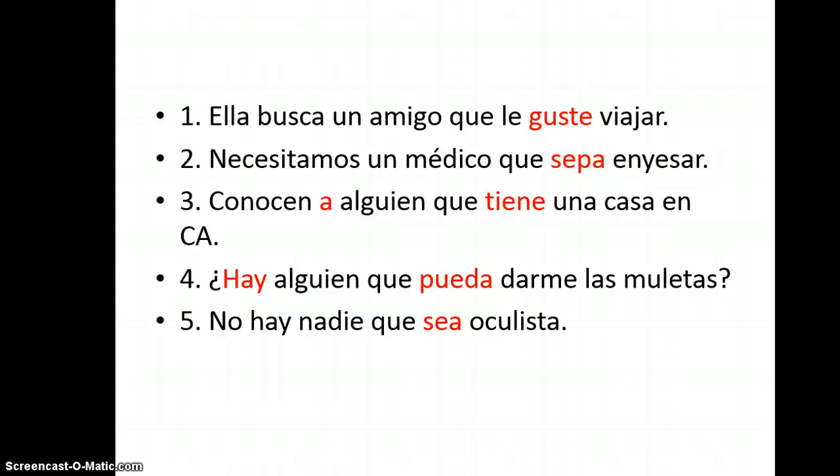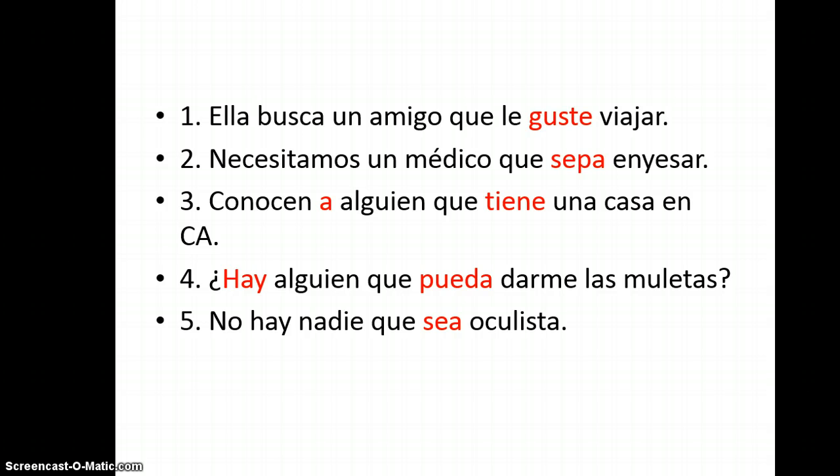In number 3, notice the use of the personal a. With alguien and nadie, we are going to use a in front of those words, with the exception of number 4, because when we use hay, we never use the personal a after. Going back to 3, conocen a alguien que tiene una casa en California. If they know a person who has a house in California, they exist, so it's indicative.